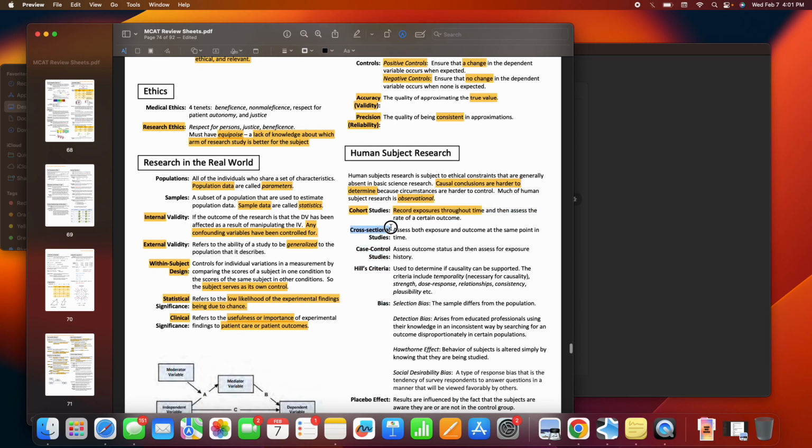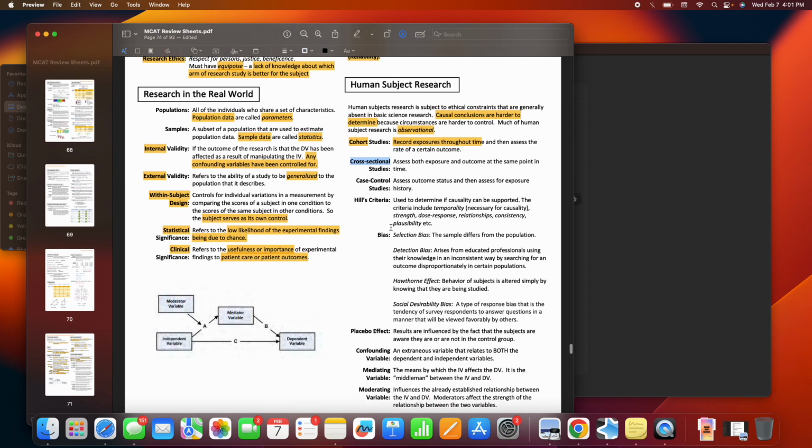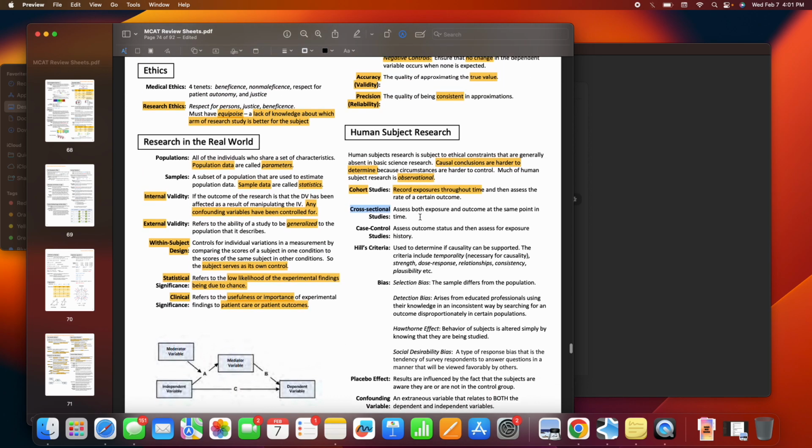Cross-sectional studies assess both exposure and outcome at the same point in time.